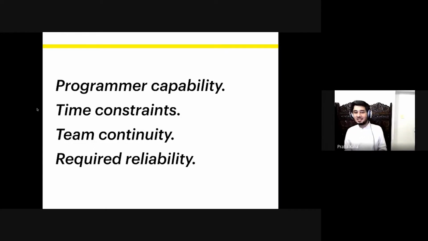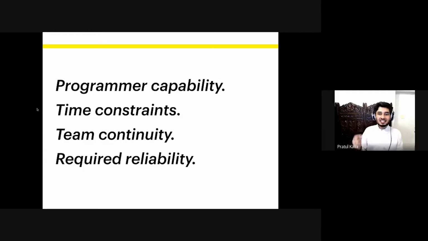Programmer capability makes a big difference, obviously. If you have a team of 5 engineers that are extremely good versus a team of 10 engineers that are fresh out of college, there is going to be a big difference in the estimate. Time constraints make a big difference to estimates. If you are under time pressure, then it becomes harder to estimate. If you're not under time pressure, it is easier.